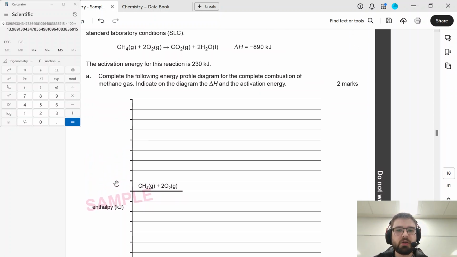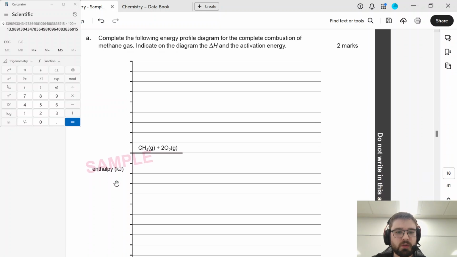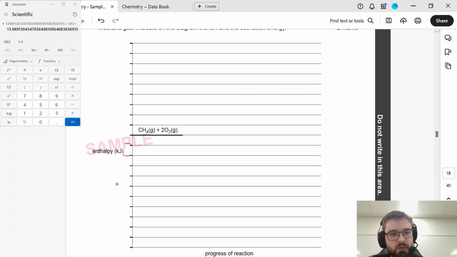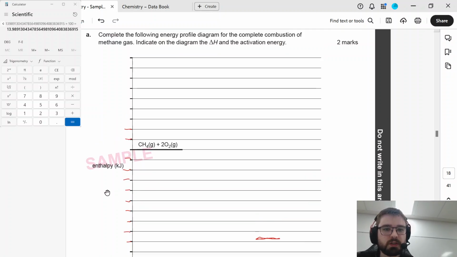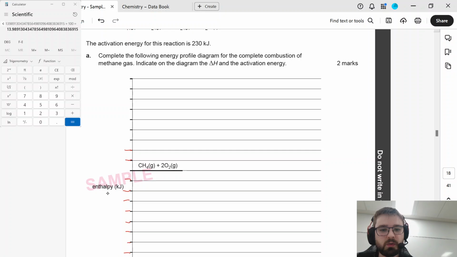Okay, so we're going to need to go down 890 from our original point, and we're going to need to go up 230. So let me just count what we've got. 1, 2, 3, 4, 5, 6, 7, 8, 9. Okay, so negative 890 is going to be about here. Again, bring a ruler. Going up 230 is going to be our peak. So if I pick somewhere roughly in the middle and go about 230, that's probably fine.